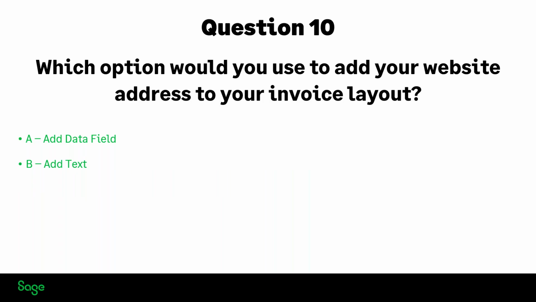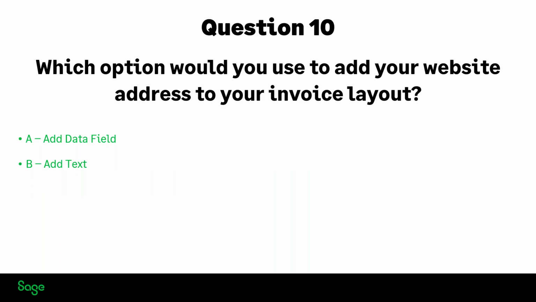Last one in this round was question 10. Which option would you use to add your website address to your invoice layout? Now, nobody mentioned it this time. You can actually use either. So your website address, you'll find that bit of information is located within your settings company preferences area within your software. Other information in there as well that you might think about adding onto your invoice layout, telephone number, you can pop an email address in there, that type of thing. So you can actually add either.